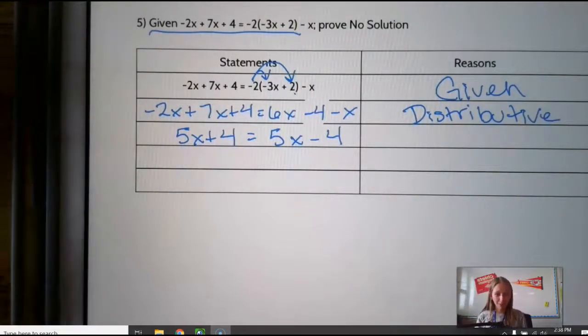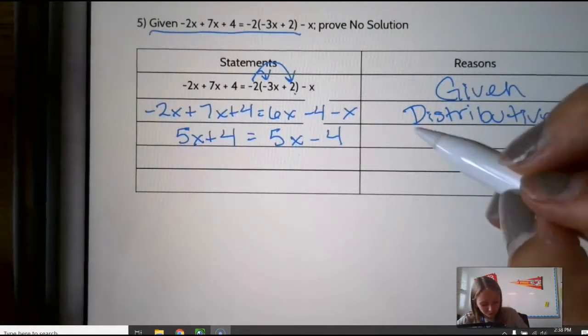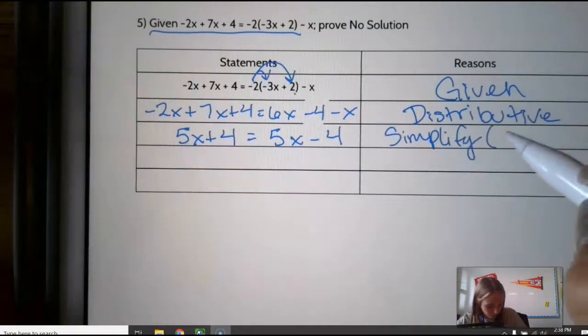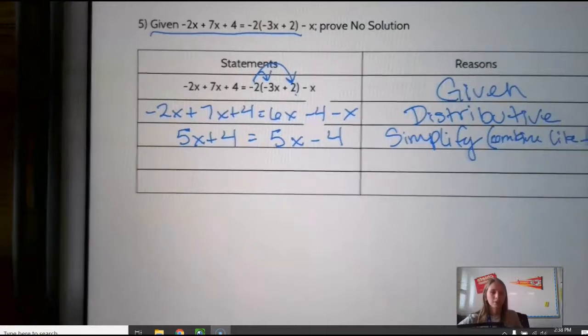Alright, so this is where I'm at. I'm sure if I were in class right now, someone would have caught me and told me. Okay, so what we just did was simplify, or combine like terms.